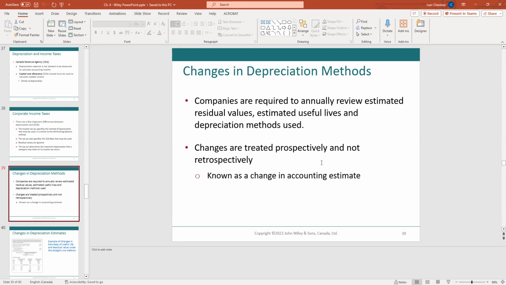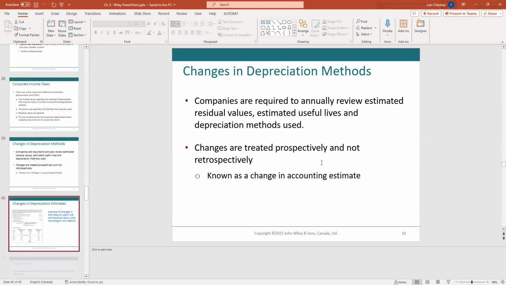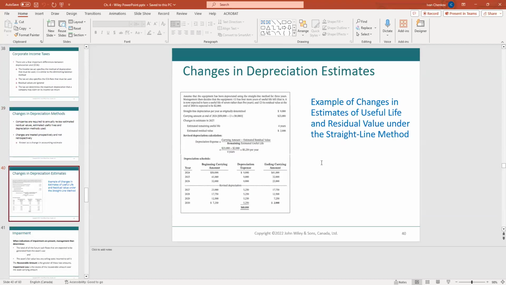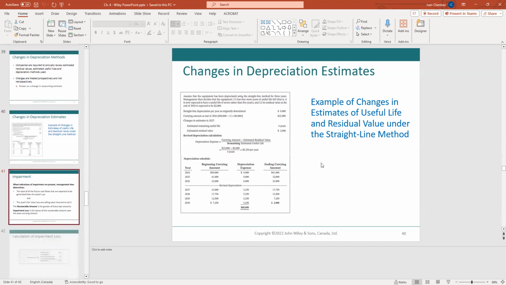Can we change depreciation methods? Well, we might decide to change it, but if we decide to change it, we have to go back in the past and change it for the past. And then we can apply the new depreciation method. That's an example of changing the depreciation method, let's say, from changes in the useful life and residual value under the straight line method.